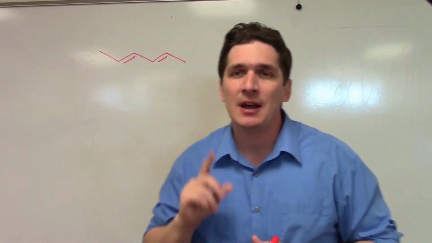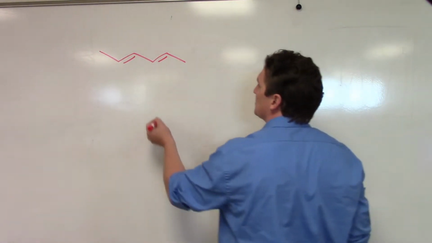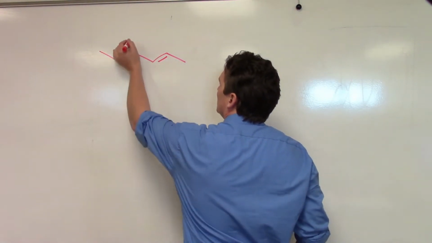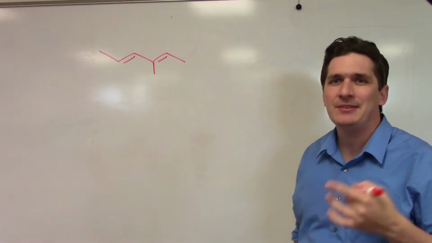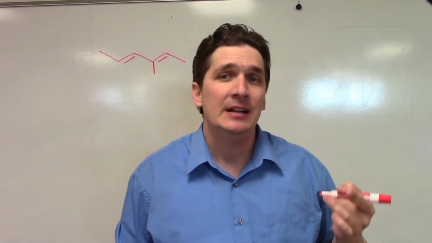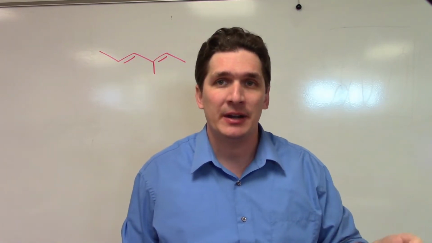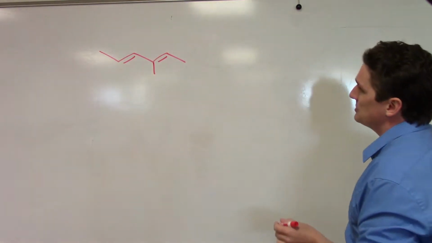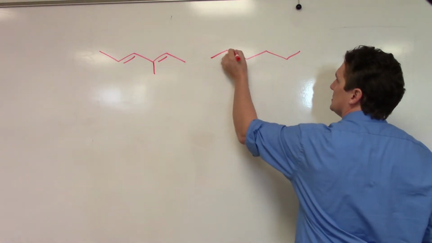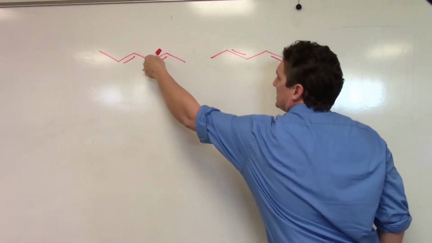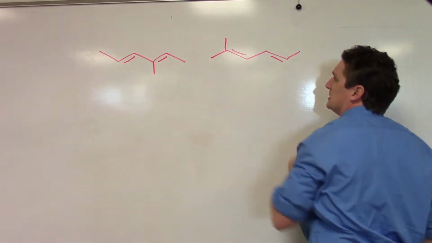Now let's introduce a methyl group. What I'm going to do is put the methyl group here on this carbon. So now we have asymmetry associated with the molecule. It doesn't look the same looking left to right as it does right to left. I'm going to draw the structure flipped so you can kind of see that. If I take this around the bond and rotate it 180 degrees, I end up getting this structure.